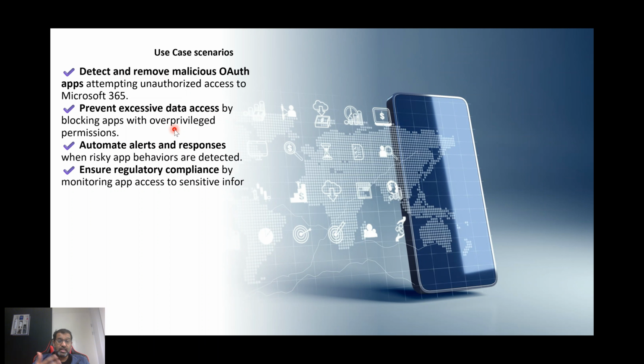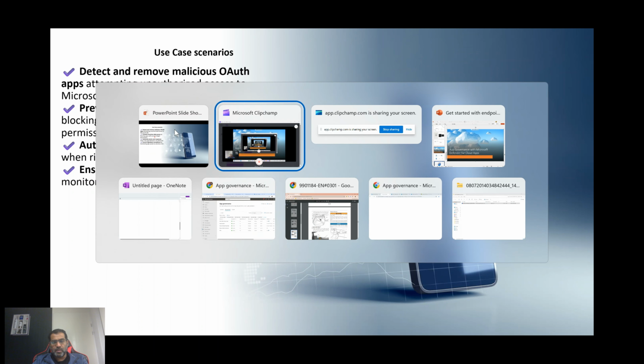When any risky app behaviors are detected, you get the automated alerts and responses to your SOC team. And the last one is ensuring regulatory compliance, because you are monitoring the app access and also the sensitive information. So these are the use case scenarios. Having said that, I wanted to take you to the demo. Let's see what options we have in the demo.